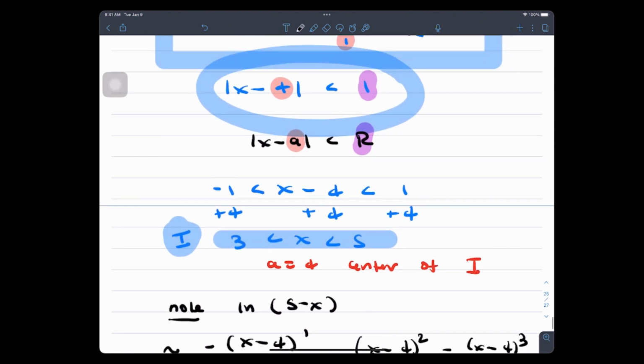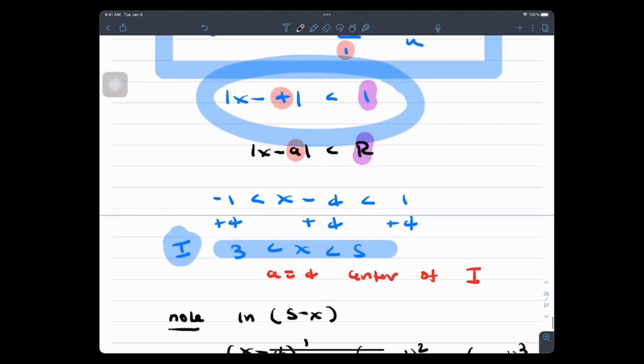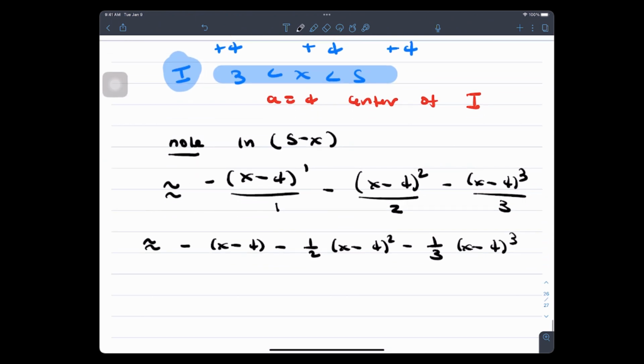Okay? Just want to throw that out there because this idea of where this is centered is now the basis of Taylor and Maclaurin series expansions. You guys know what I'm saying? You go, well, what's the difference between Maclaurin series and Taylor? The center.